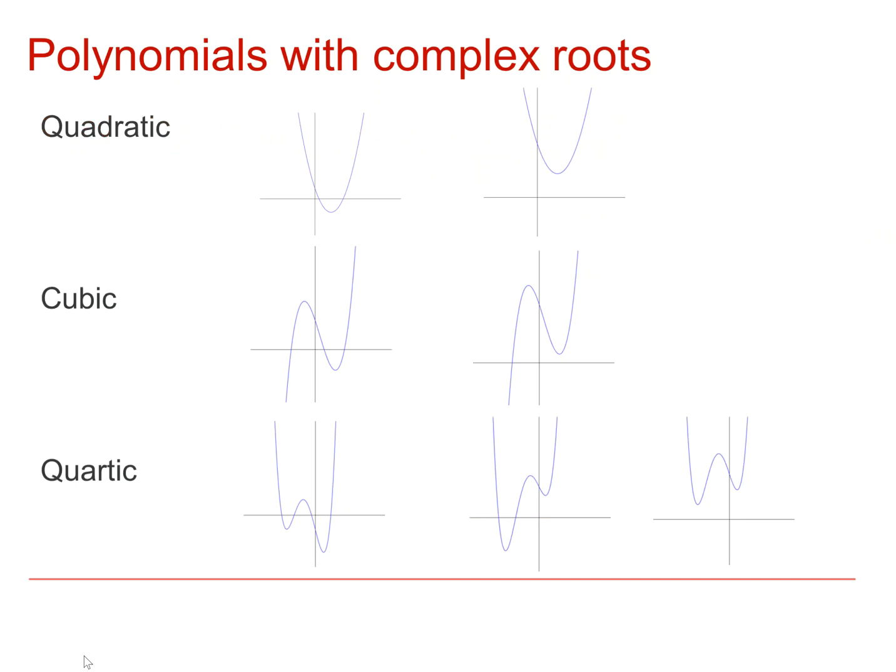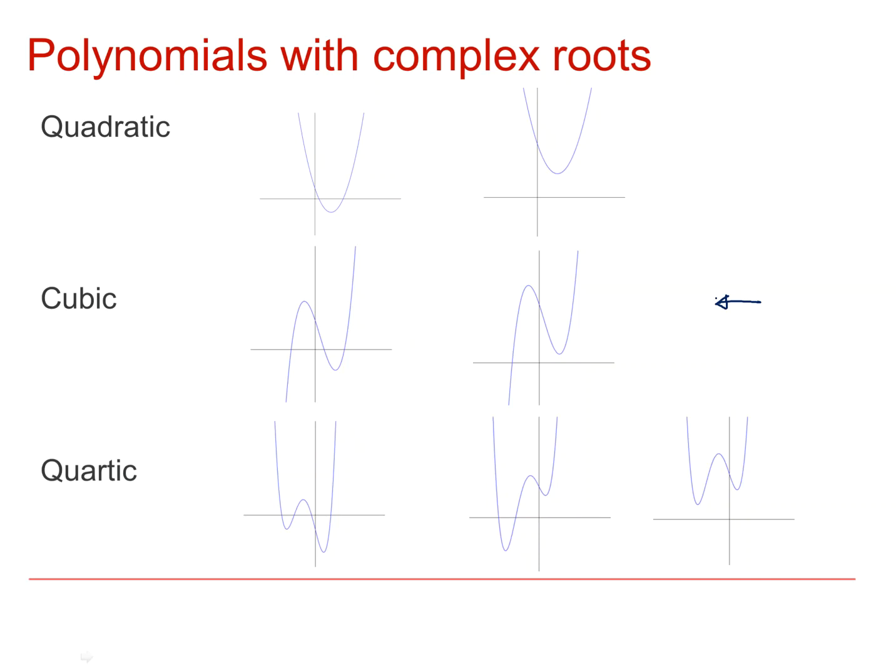We can see that in the graphs here. If you look at the cubic graphs, you will see that both graphs cross the x-axis at least once. So for quadratic graphs, which must have two roots, although those roots might be repeated, they must either both be real, including the possibility of a repeated root, or both complex.